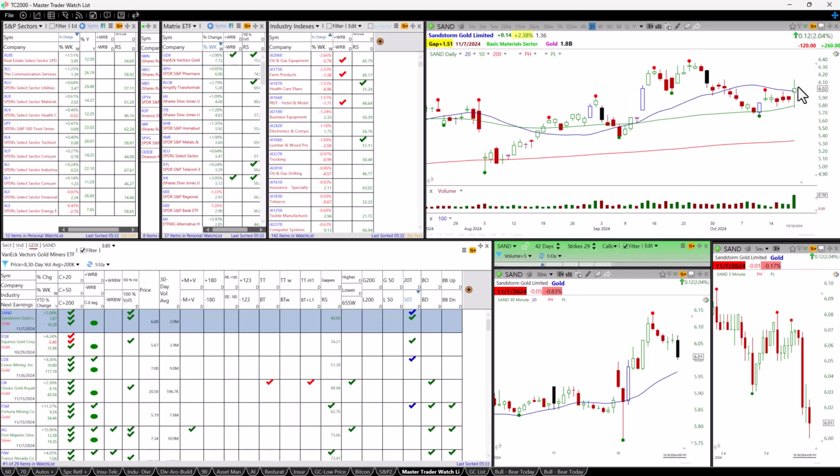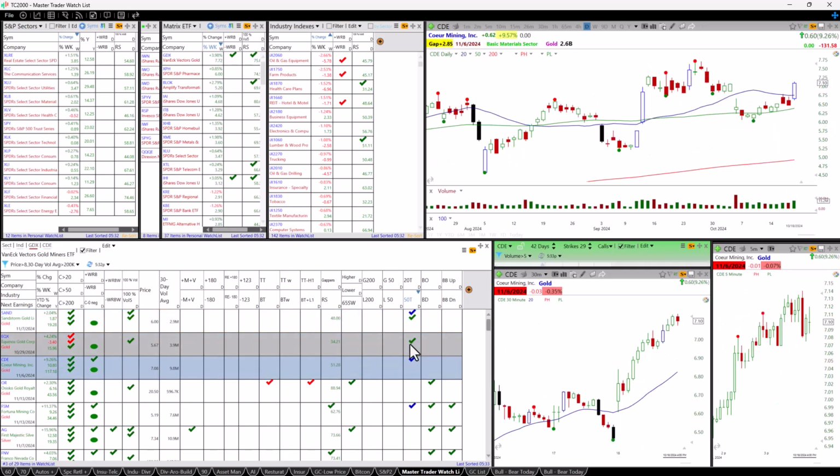It didn't close that strong, so it's not great, but I'm just showing you how simple it is for us to find opportunities. Here's one. It's got resistance to the left, but it's touching its 20 MA. Now, again, I could do the same thing here. S&P sectors, the same matrix there.